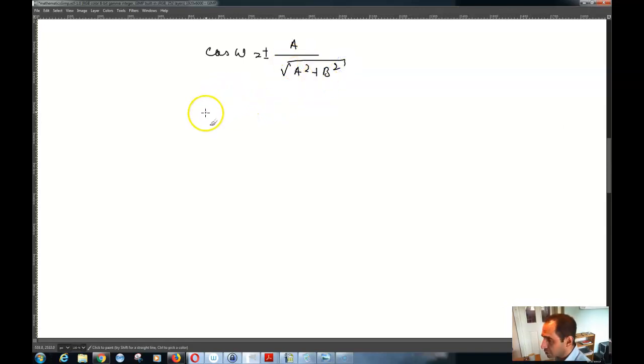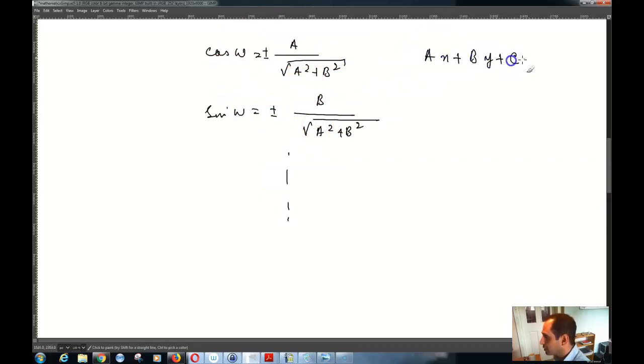For example, sine omega is equal to plus or minus b over the square root of a squared plus b squared, and so on. The reason is that in the equation ax plus by plus c equals 0, and in the normal form, I have x times cos omega plus y times sine omega is equal to p.